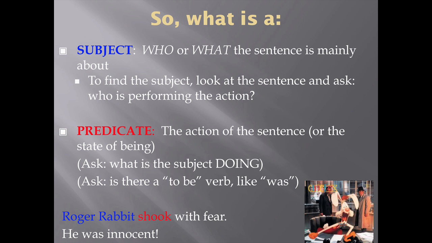If we go to the next sentence, you can do the same process. He was innocent. Well, who or what is the sentence mainly about? The sentence is mainly about Roger Rabbit, but since the words Roger Rabbit aren't in that sentence, we have to look for the word that means the same thing as Roger Rabbit, and that's the word he. And then, is he doing anything? Well, in this sentence, he's not. In this sentence, he's in a state of being something, and we know that because the word was is a form of to be. So we know that the subject and predicate are he was. So we highlight he was to show that those are our subject and our predicate, and then we're ready for our next slide.